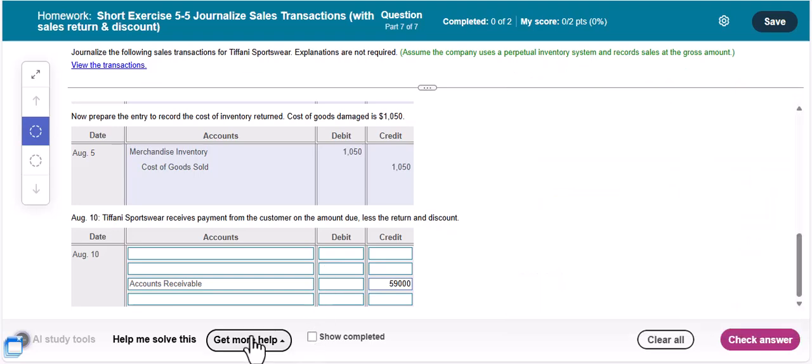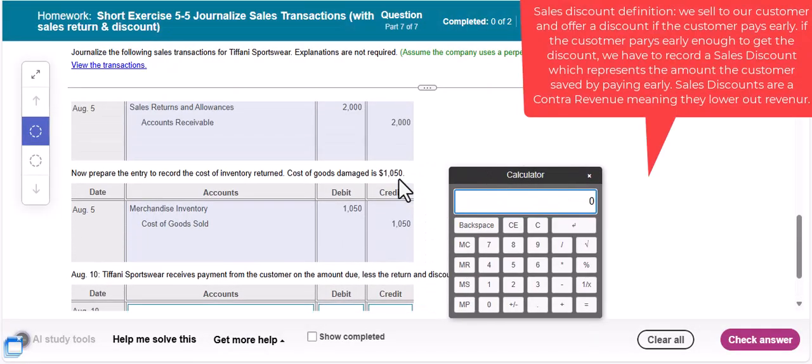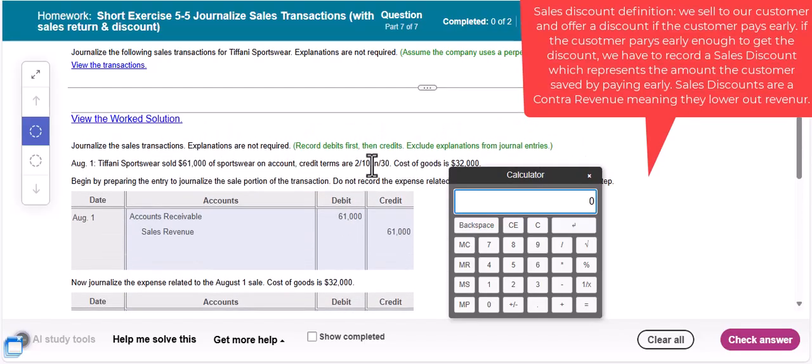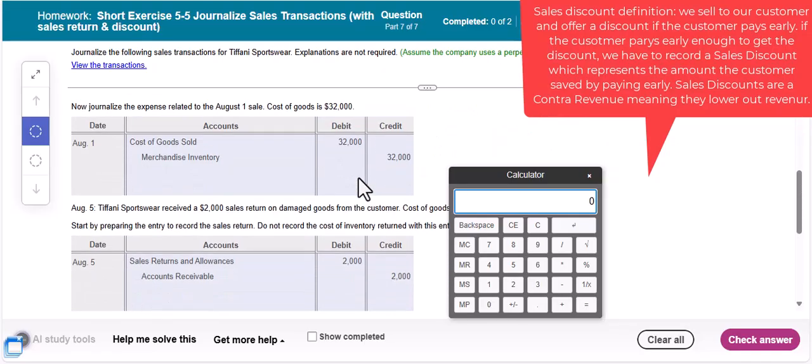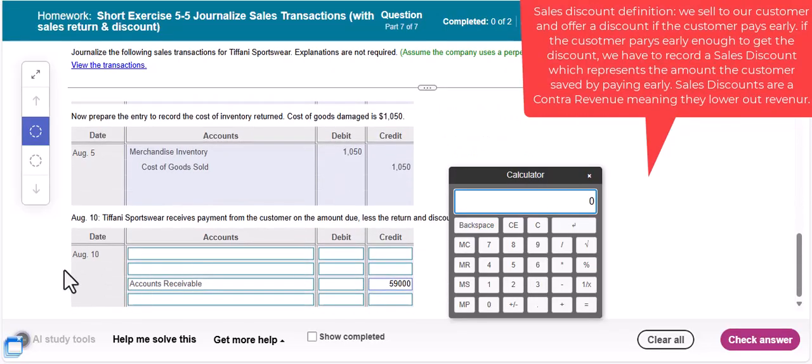So we're going to pop open our calculator because remember, the credit terms here said that if they pay within, how many days was it? Within 10 days that they get 2% off. So that is their discount. And let's see if they qualify for that discount. So the sale was on the 1st, and then they are paying within 10 days because it is August 10th. And that again is on the amount that they owe. So it's that $59,000 left in our AR that we're taking out times 2%, so 0.02, and that's going to give them a $1,180 discount.